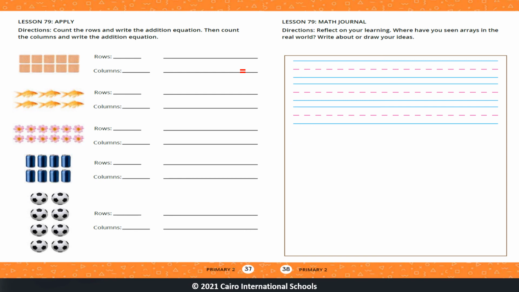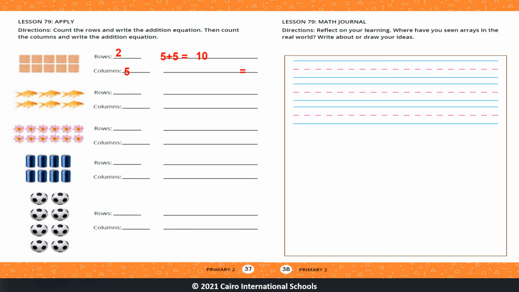In the first array, we have how many rows as we move horizontally? 1, 2. We have 2 rows. And how many columns? 1, 2, 3, 4, 5. We have 5 columns. Now, let's write the addition equation for rows. Each row has how many squares? Each row has 5 squares. So we will write 5 plus 5, 2 times, equals 10.